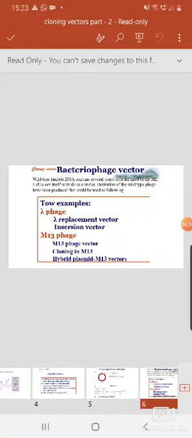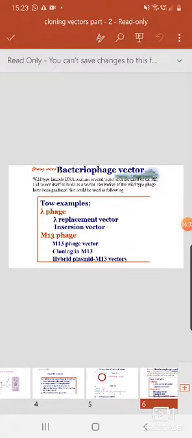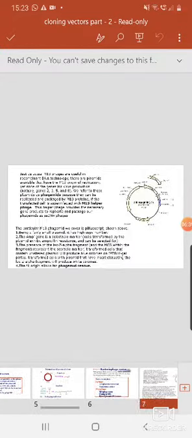Remember, in the lambda phage, two types of vectors are available. One is named the replacement vector, another is called the insertional vector. And for M13 vectors, we will see one popular vector which is very extensively used. We will study that one also.